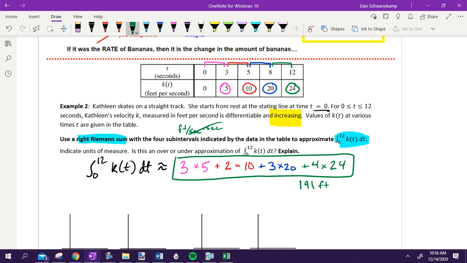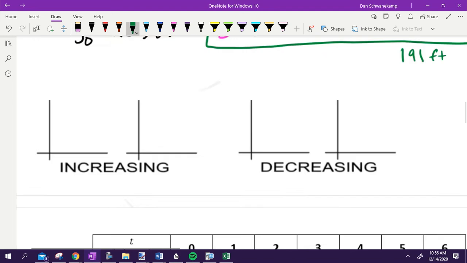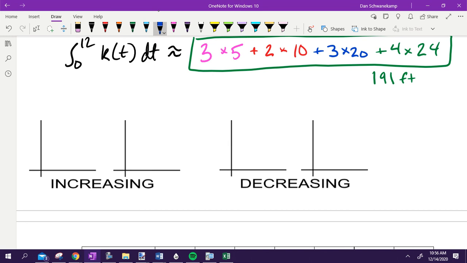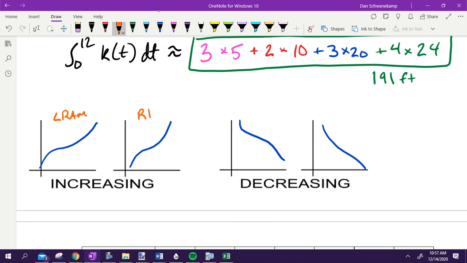Part 2 says, is this an over or under approximation? And we started talking about this the other day. To decide if it's an over or under approximation, you need to understand the picture. So I'm going to draw an increasing graph. You can draw the increasing graph however you want, as long as it's increasing the whole time, it doesn't matter. Okay, I'm going to draw a decreasing graph, just something that's going down. We're going to draw these graphs using LRAM and RRAM, and understand what the picture is going to look like.